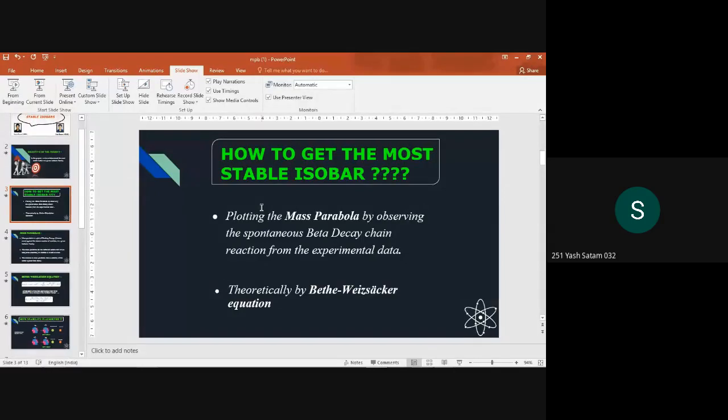The way we obtained it, we took the binding energy data from a nuclear data site, and then we saw first how the spontaneous reaction happens in that beta decay chain. For example, at atomic mass number 15, we see that carbon decays into nitrogen and further on. So we first see the chain, and then we simultaneously note down the binding energy of each nucleus, and that is how we plot the mass parabola.